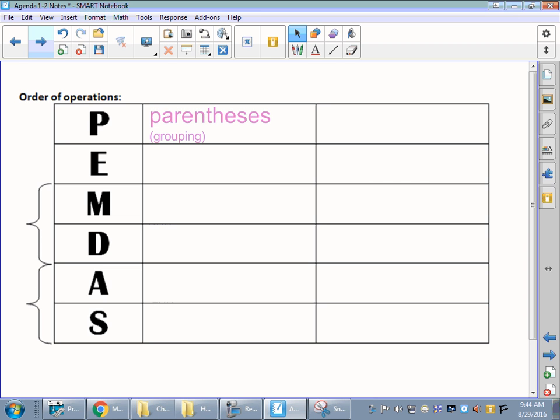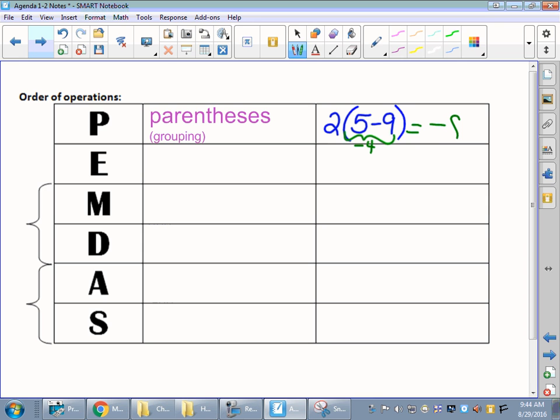So P stands for parentheses or grouping symbols. Sometimes a grouping symbol as we get further in the year might not be parentheses, but you might have something like 2 times (5 minus 9). So we're going to start with those parentheses or grouping symbols. We're going to do that math first. Well, 5 minus 9 happens to come out to be a negative 4, and the 2 times the negative 4 will give us a negative 8. I know we could use distributive property there if we really wanted to.